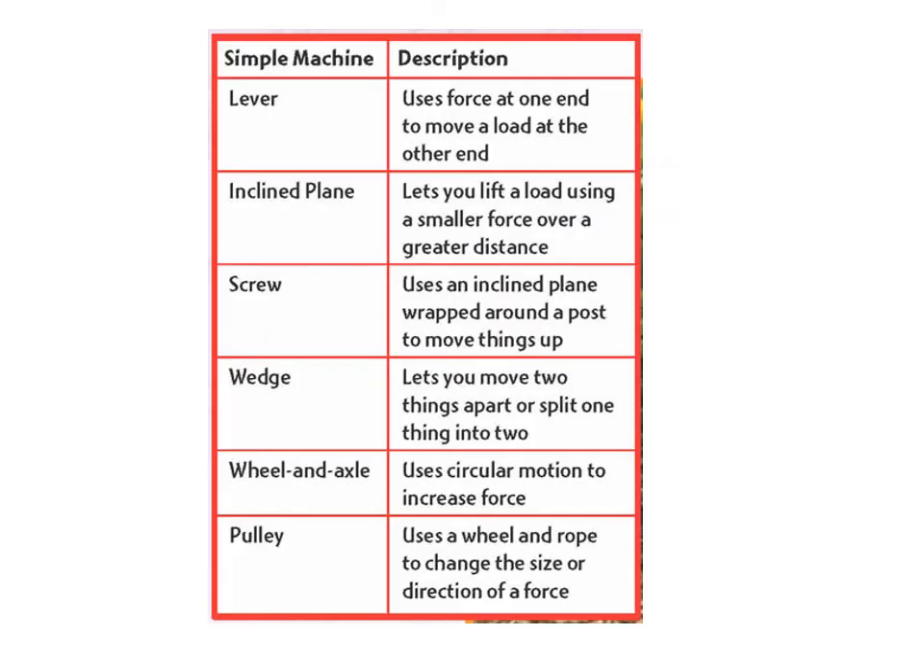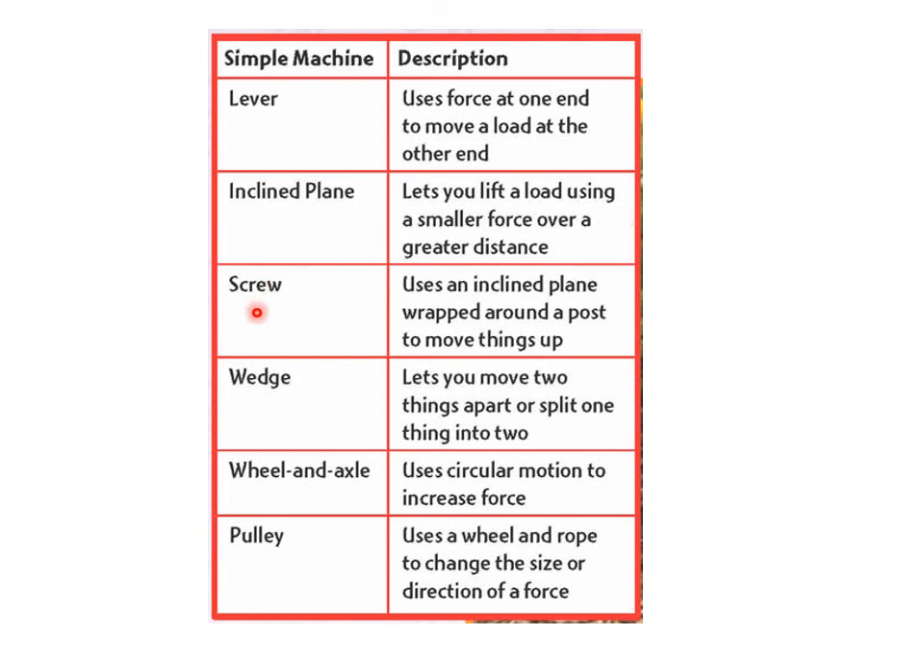Finally, this table shows all the simple machines that we studied throughout this lesson. So first we have a lever. It uses force at one end to move a load at the other end. An inclined plane. It lets you lift a load using a smaller force over a greater distance.